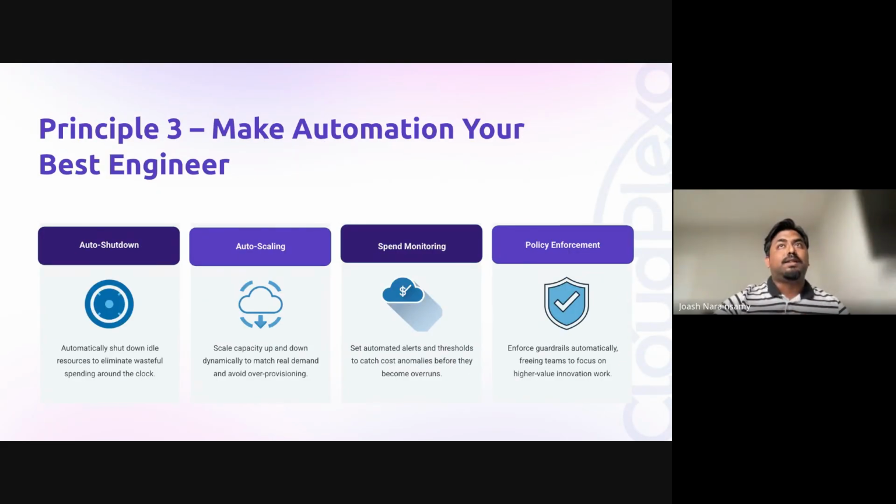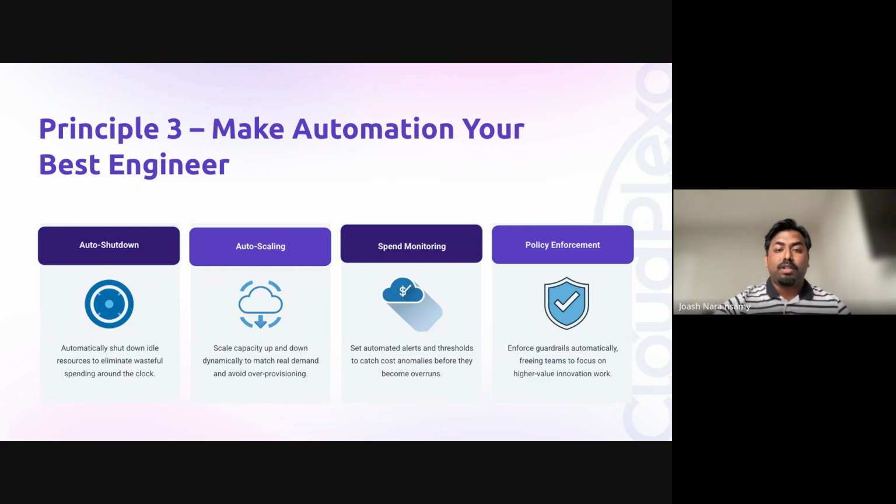Principle 3 is make automation your best engineer. One of the greatest advantages of cloud is automation. Yet many organizations still rely on manual processes for activities that technology can handle automatically.